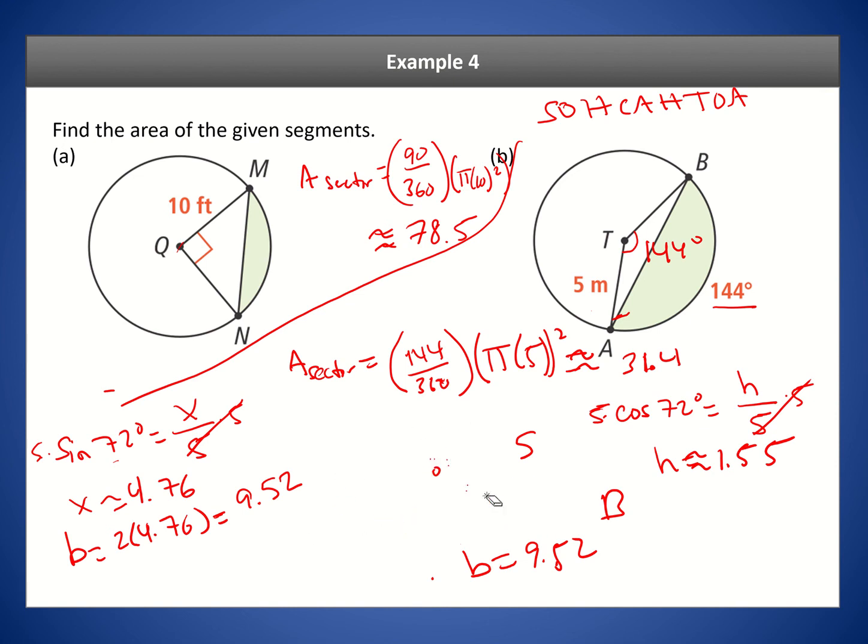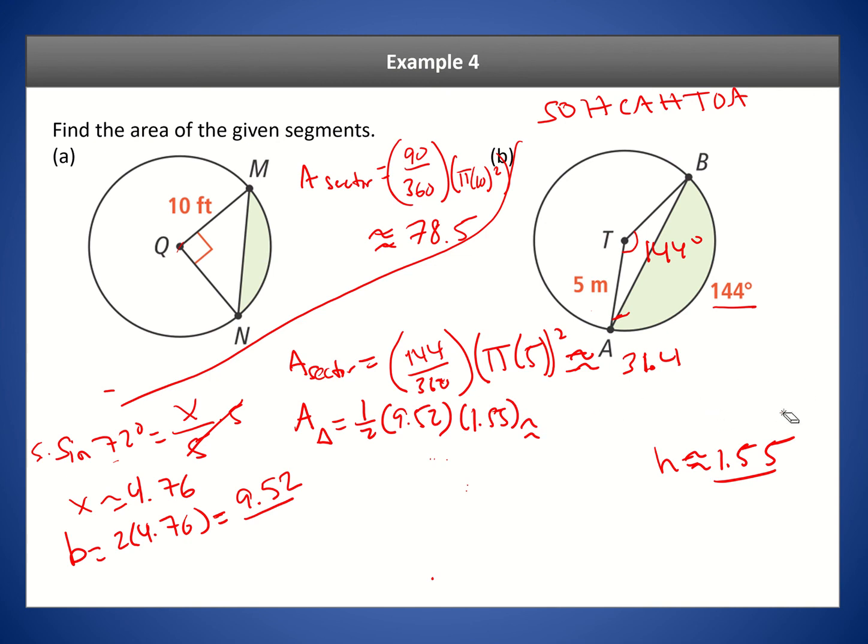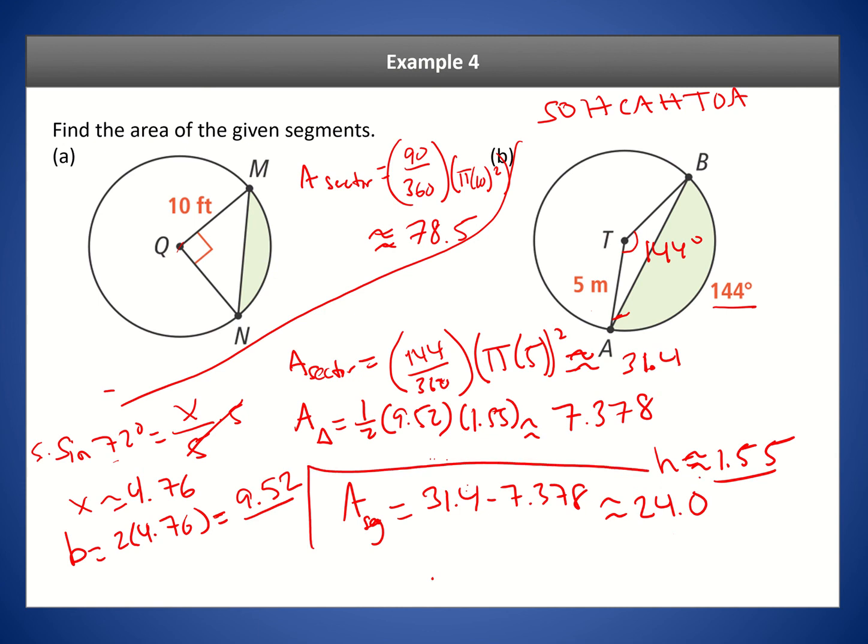I'm going to erase this triangle now, and we'll calculate the area of the triangle. So the area of the triangle is 1/2 times the base times the height, which is approximately 7.378, and then we'll go ahead and find the area of the segment by subtracting those two areas, 31.4 minus 7.378, and we'll round that to the nearest tenth at the very end. Rounding it to the nearest tenth, that's about 24.0. All right, and so that's the area of that segment.